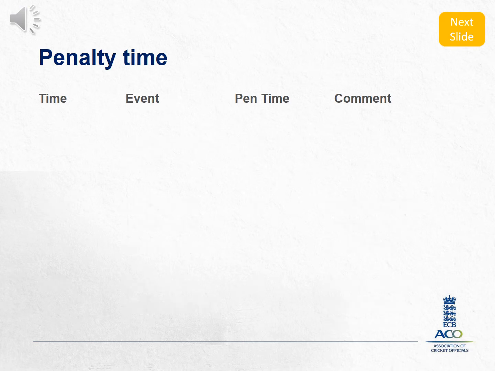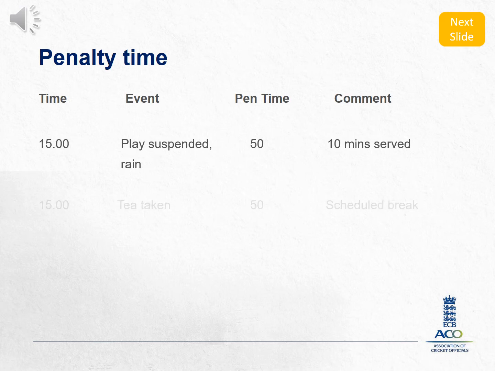The terrible weather means that after 10 minutes of play, you are off again, but you decide that tea will be taken immediately. The 10 minutes of play that was possible has reduced the remaining penalty time to 50 minutes, but the 30-minute tea interval does not further reduce this, as it is a scheduled interval.